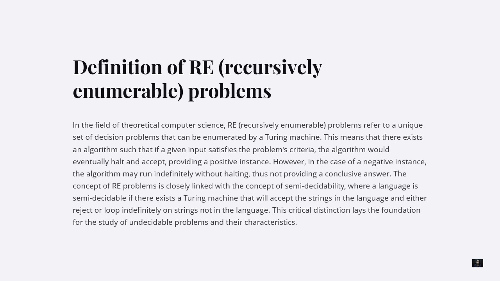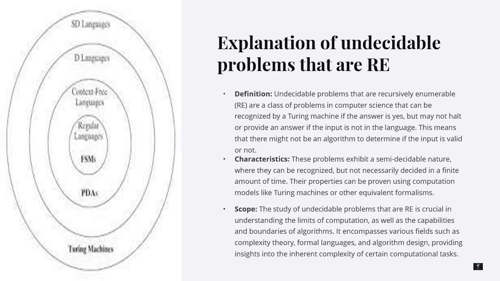The concept of RE problems is closely linked with the concept of semi-decidability, where a language is semi-decidable if there exists a Turing machine that will accept the strings in the language and either reject or loop indefinitely on strings not in the language. This critical distinction lays the foundation for the study of undecidable problems and their characteristics. Next, let us see the explanation of undecidable problems that are RE.